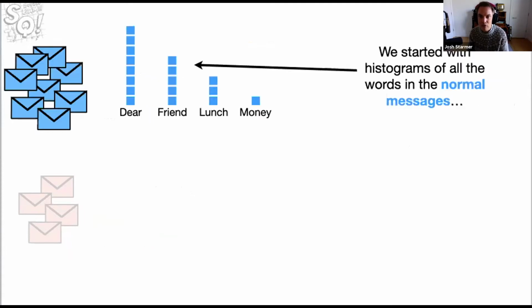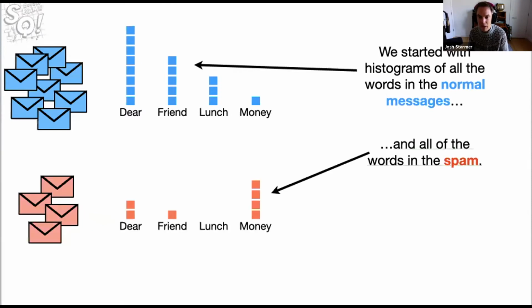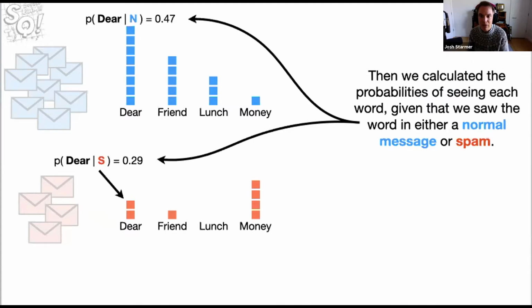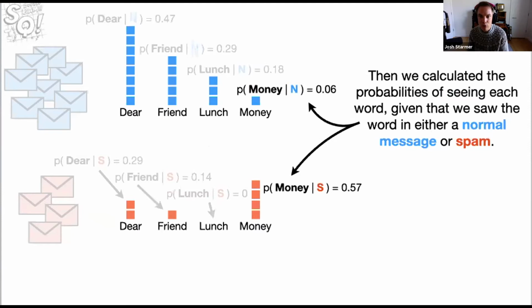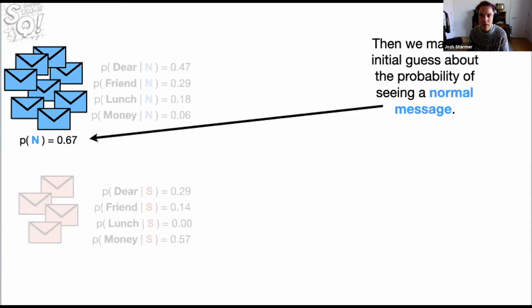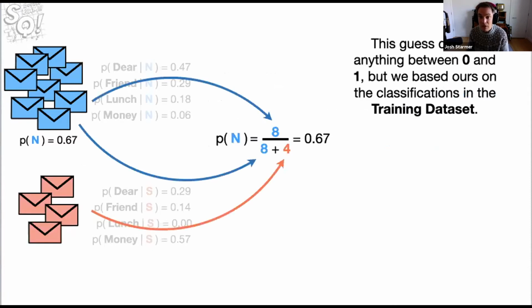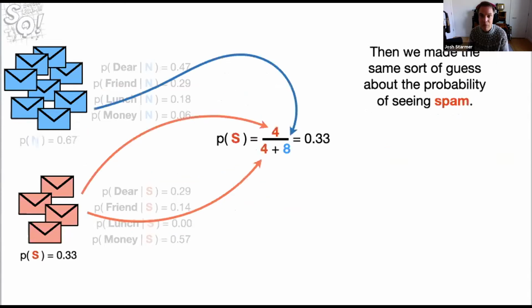We started with histograms of all the words in the normal messages and all the words in the spam. Then we calculated the probabilities of seeing each word, given that we saw the word in either a normal message or spam. Then we made an initial guess about the probability of seeing a normal message. This guess can be anything between 0 and 1, but we based ours on the classifications in the training dataset. Then we made the same sort of guess about the probability of seeing spam.